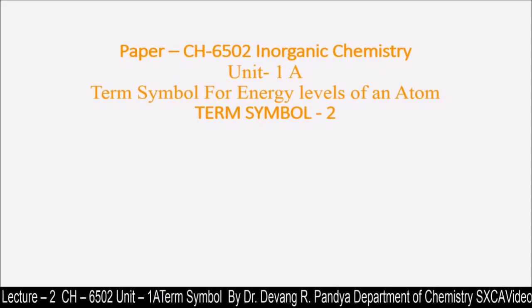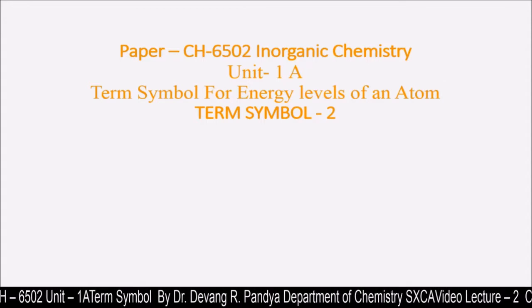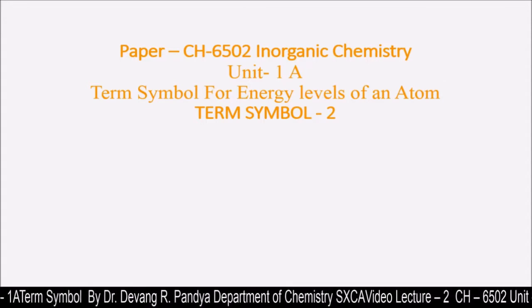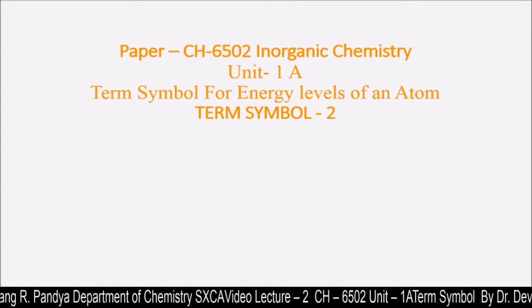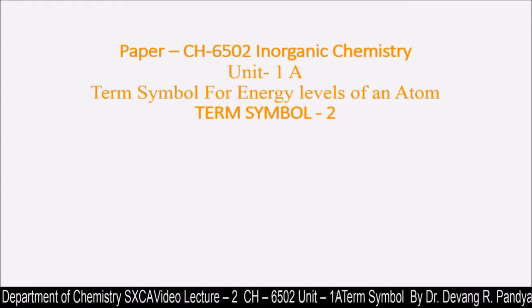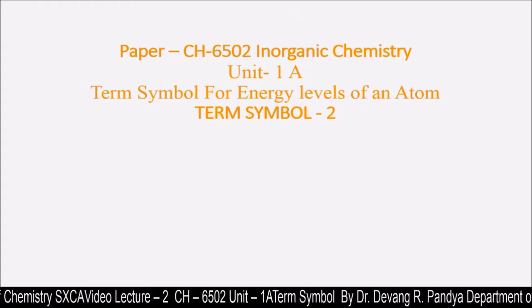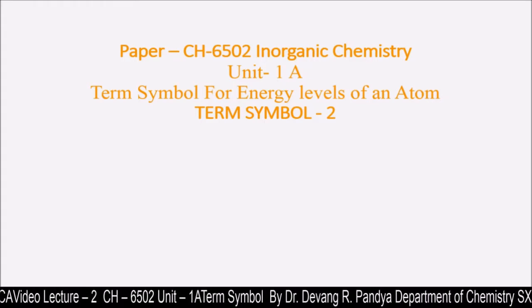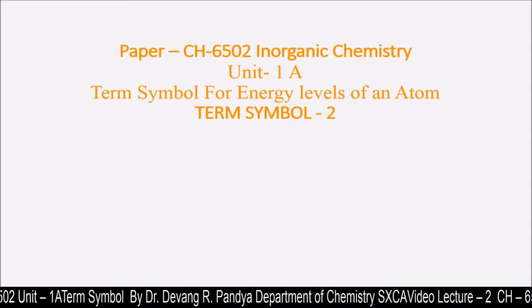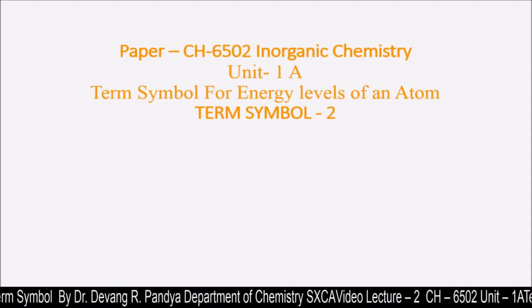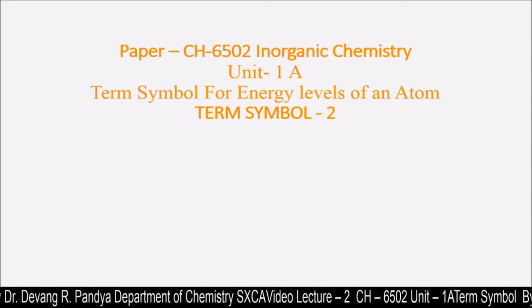In part 1 we discussed what a term symbol is, the importance of term symbols, what microstates are, how to calculate microstates for different atoms and ions, and how we can assign the term symbol to a particular microstate. This kind of information we have collected in term symbol part 1. This is term symbol 2.